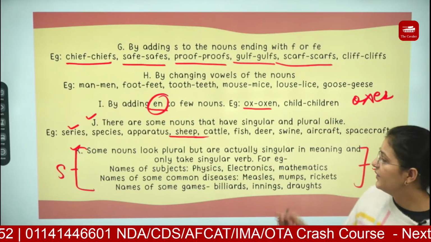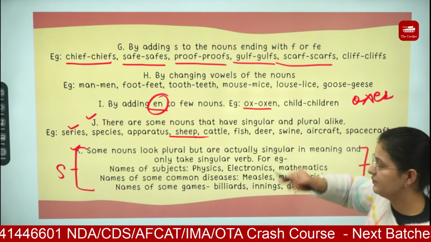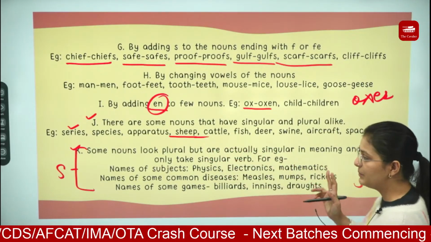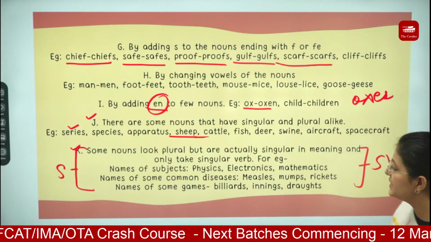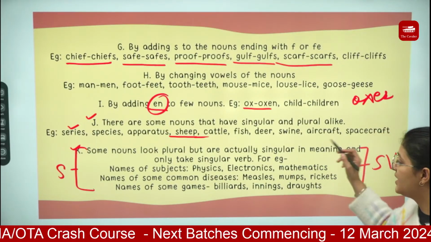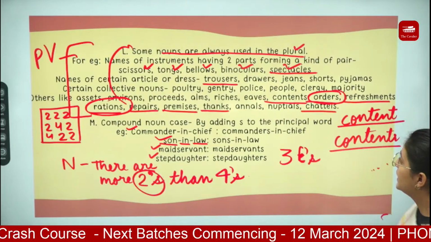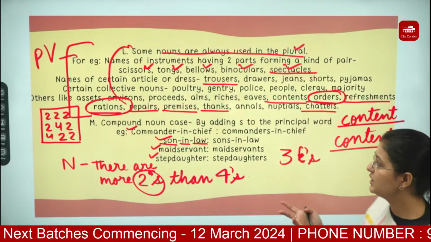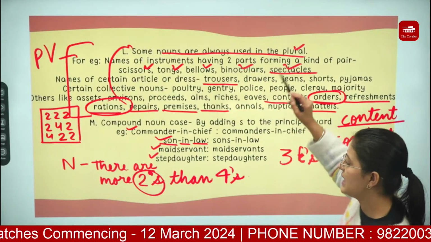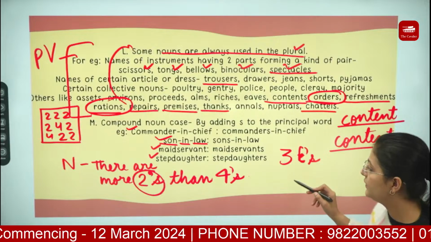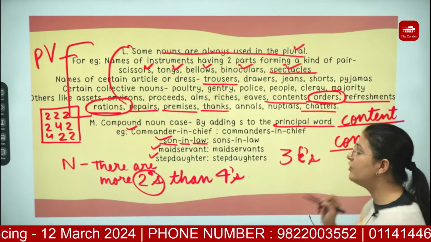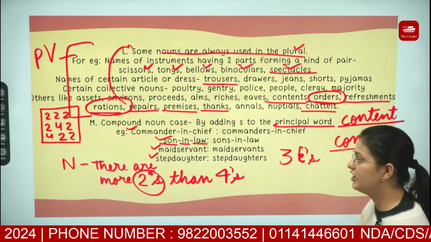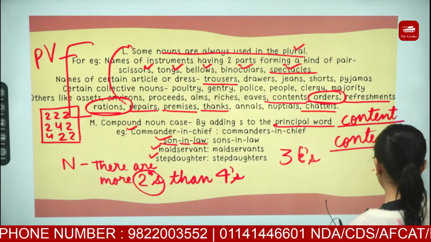Then there are nouns that are the same for singular and plural alike. Examples. Then there are nouns that look singular but are plural. These are some examples. Next are nouns that are always plural no matter what. Okay. These are certain examples of it. In a compound noun, we always change the principal word. Then how do we change a single letter or number into plural?